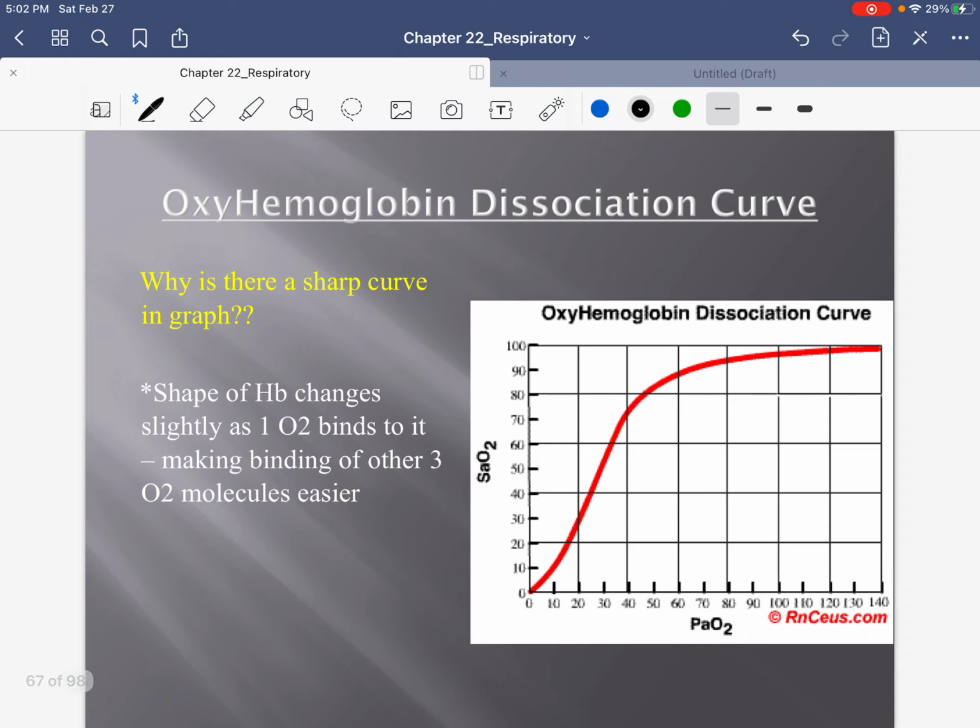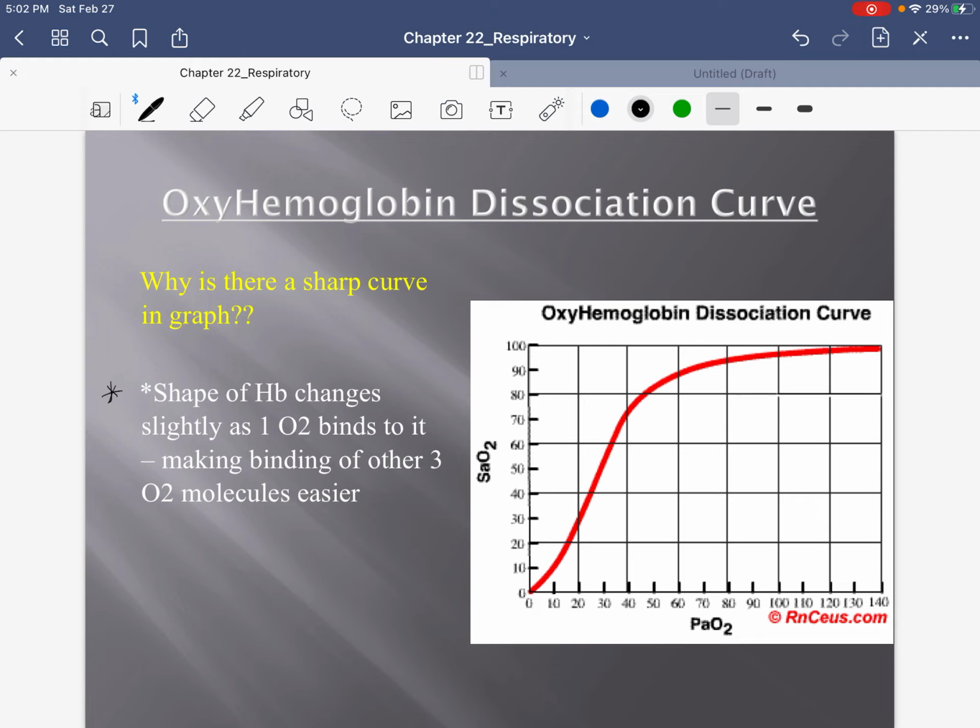The next thing to understand is, why is there such a sharp curve or a steep slope at the beginning of this graph? Because ultimately, it could just be a line that looks like that, but it doesn't, right? So why do we have that really steep slope at the beginning? And the answer is right here.